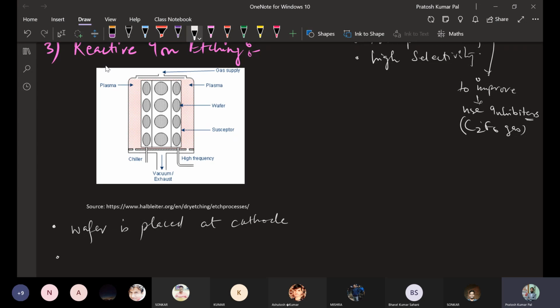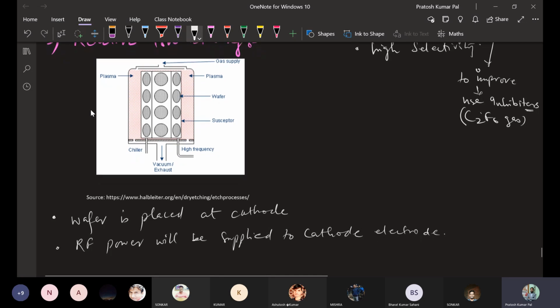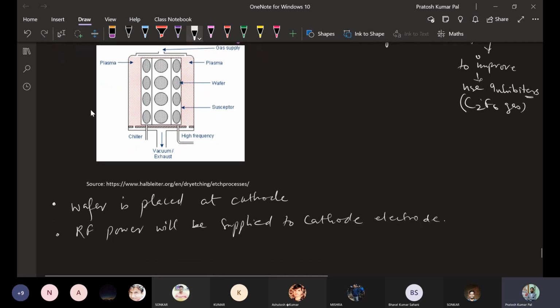and the RF power that we will be supplying will be supplied to the cathode electrode. So here we will be supplying the RF power at the cathode terminal only. This cylindrical type of structure looks like this. So this is the cathode. Okay, so this cathode is supplied by the RF energy source, and this cathode will have the wafer.